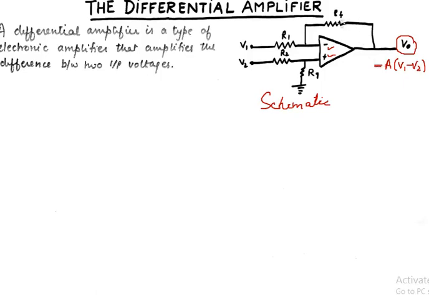Then we have the feedback resistance here, which we'll talk about later when we talk about various applications of the differential amplifier. But in a nutshell, this is the schematic diagram of a differential amplifier that you must know.